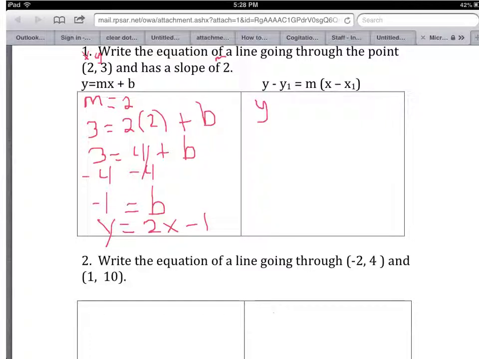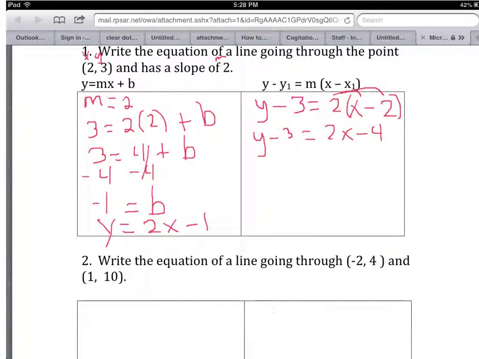It's going to be y minus the y coordinate of the 1 point you know is 3 equals the slope is 2 times the quantity of x minus x1, which is 2. And so you're going to simplify that, and just like when we simplified, you're going to apply distributive property first. So it's going to be y minus 3 equals 2 times x is 2x, 2 times -2 is -4.